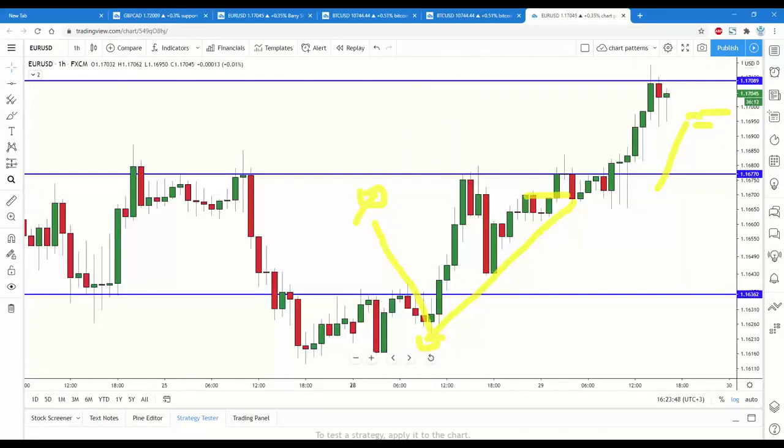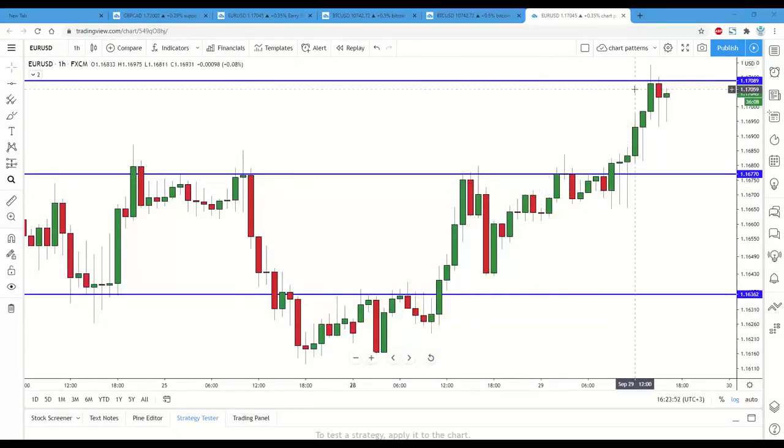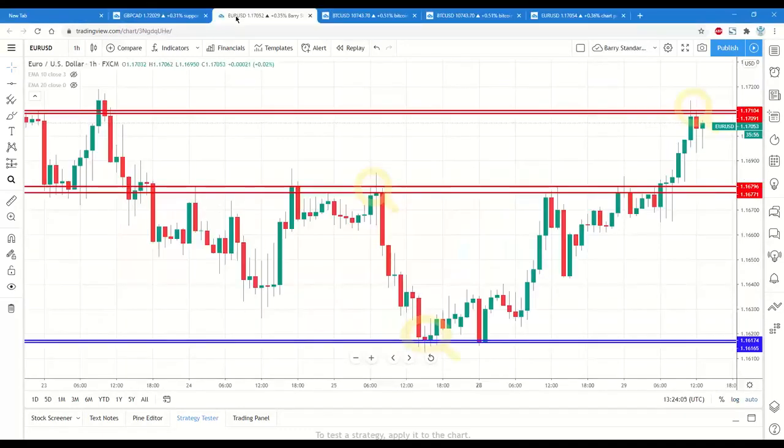So let me just clean up this chart a little bit here. Now, again, this is another view of that same euro US dollar. And again, we have not moved into that resistance area again. So we'll keep a close eye on that price movement.